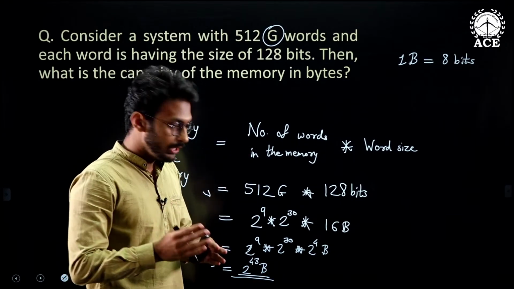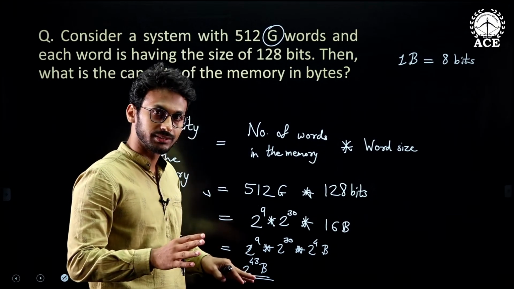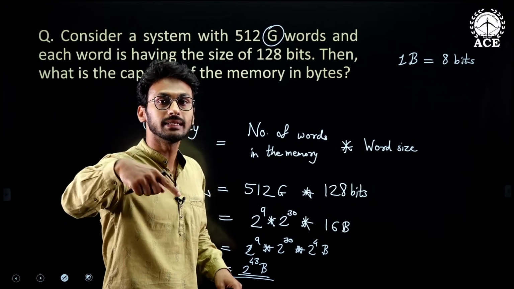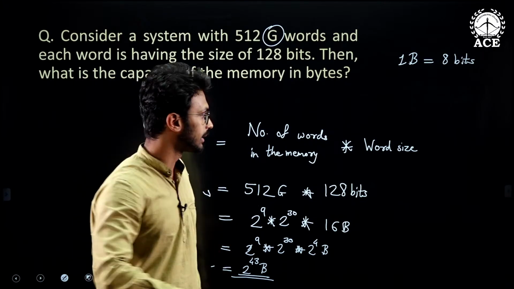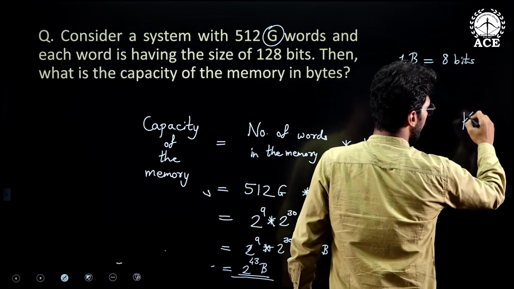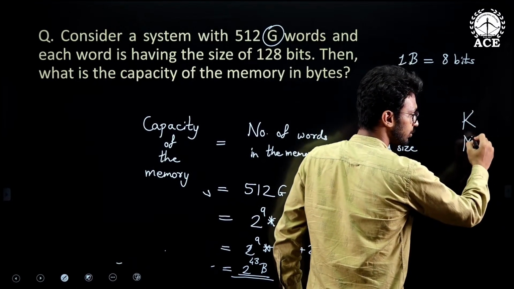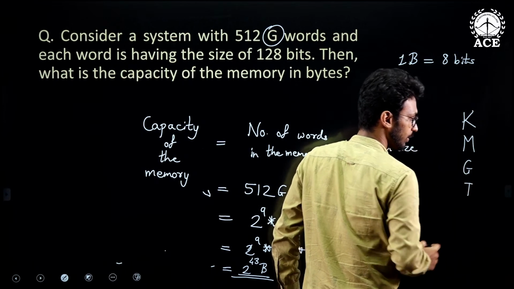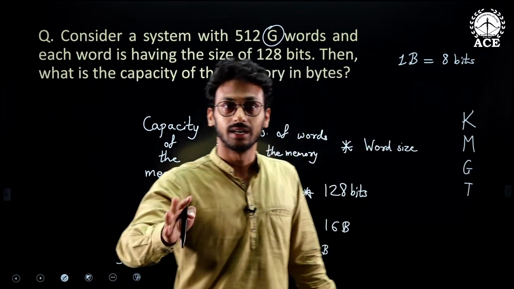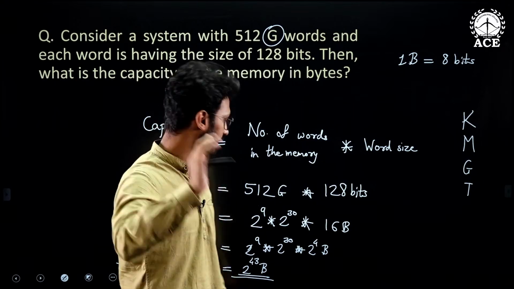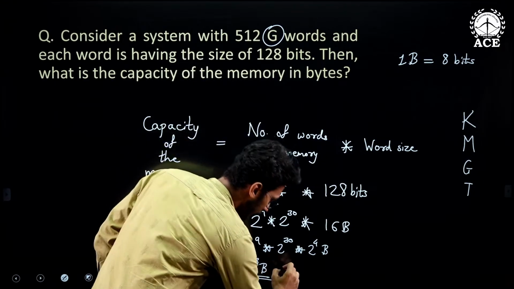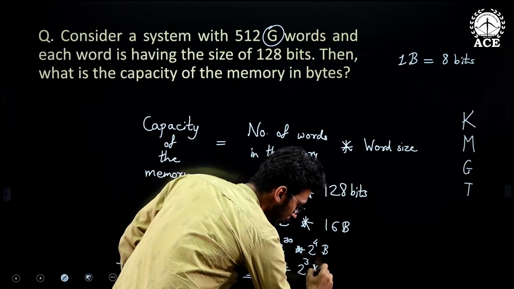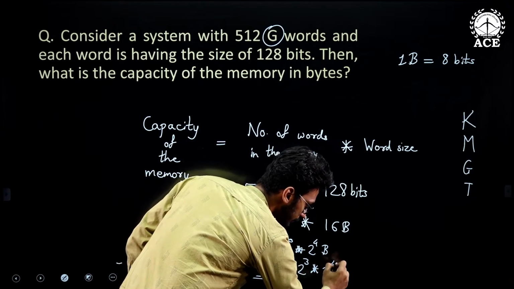Now, will you keep that 2 raised to 43 as it is? You already know that 2 raised to 40 means what? Giga and then tera. It will be T, isn't it? Kilo 2 raised to 10, mega 2 raised to 20, giga 2 raised to 30, tera 2 raised to 40. You know that 2 raised to 40 is tera, 1 tera. So how can you split this one? 2 raised to 3 into 2 raised to 40.